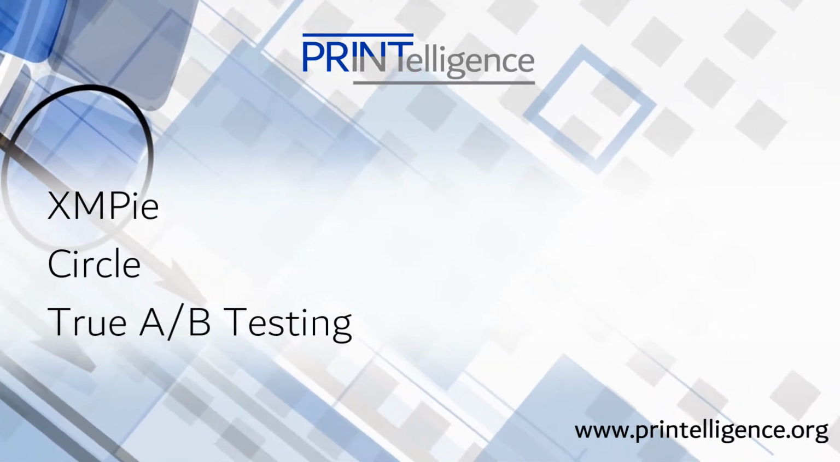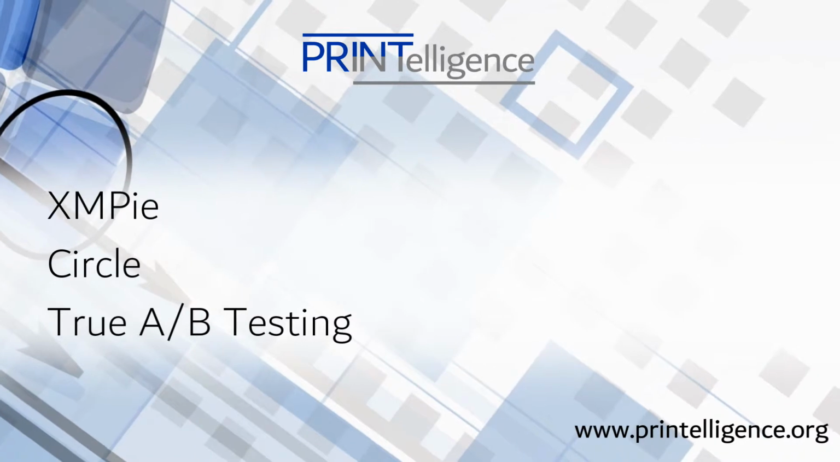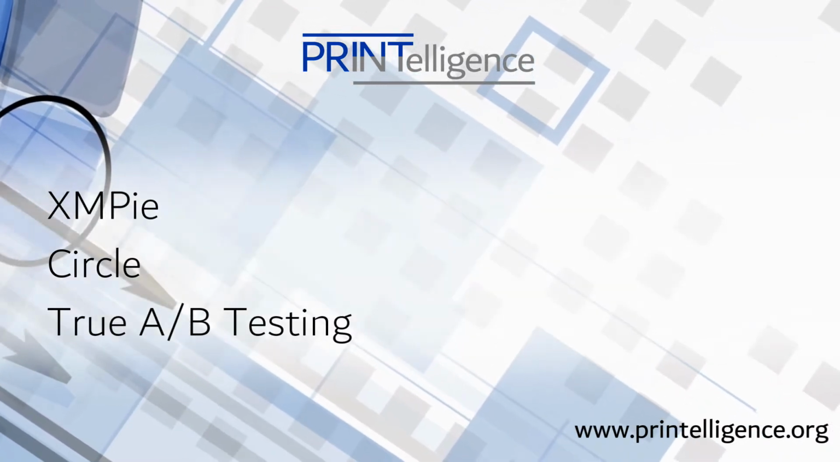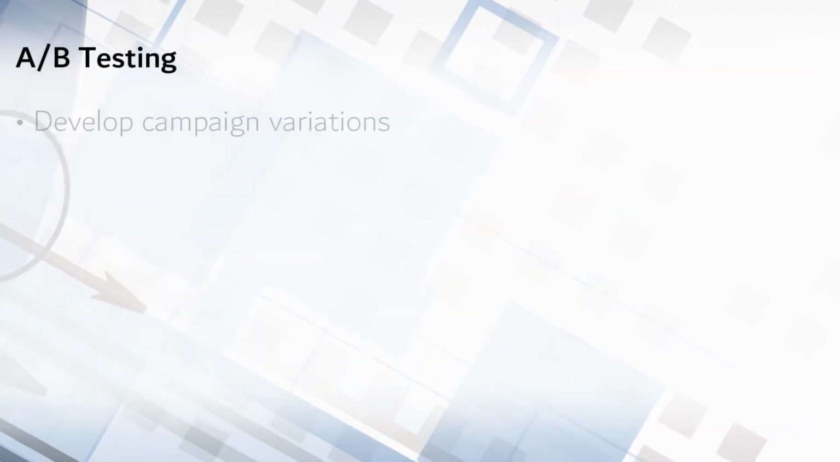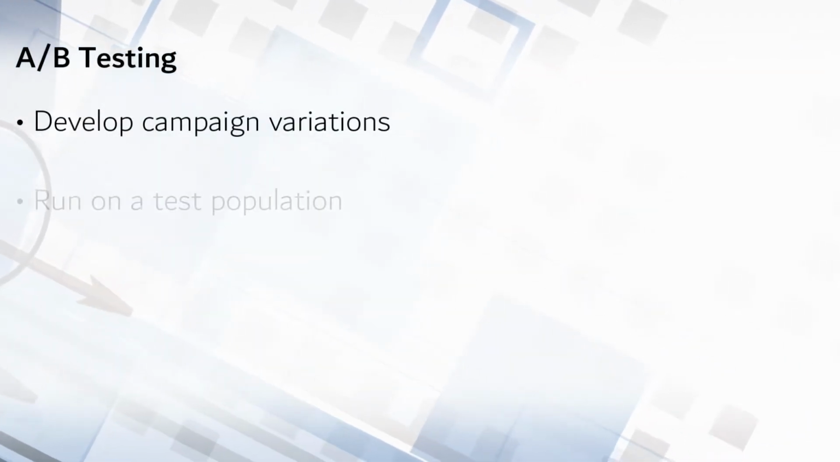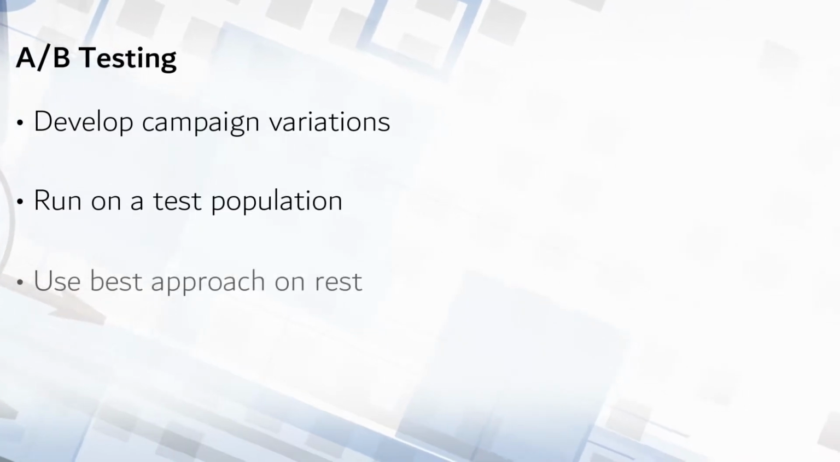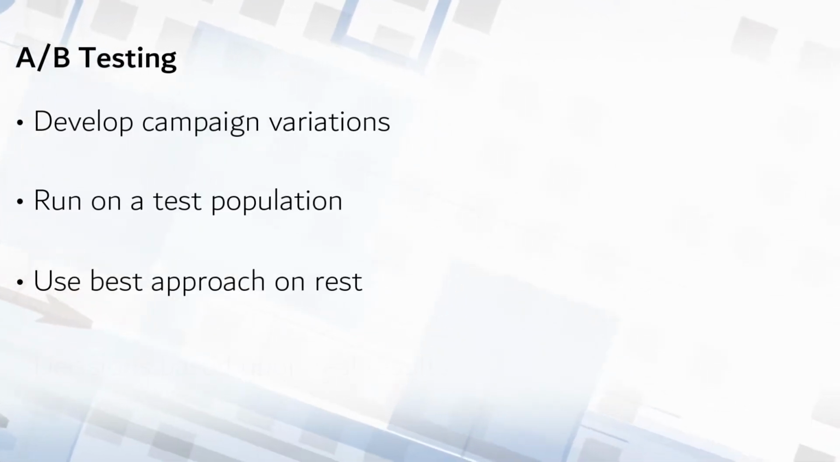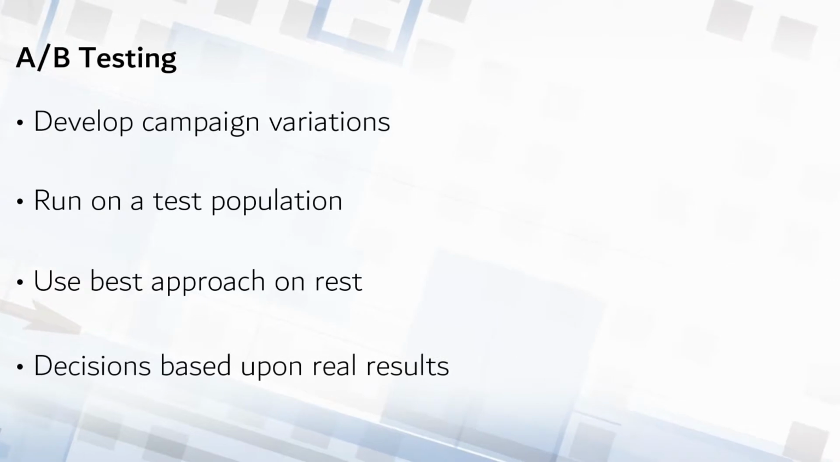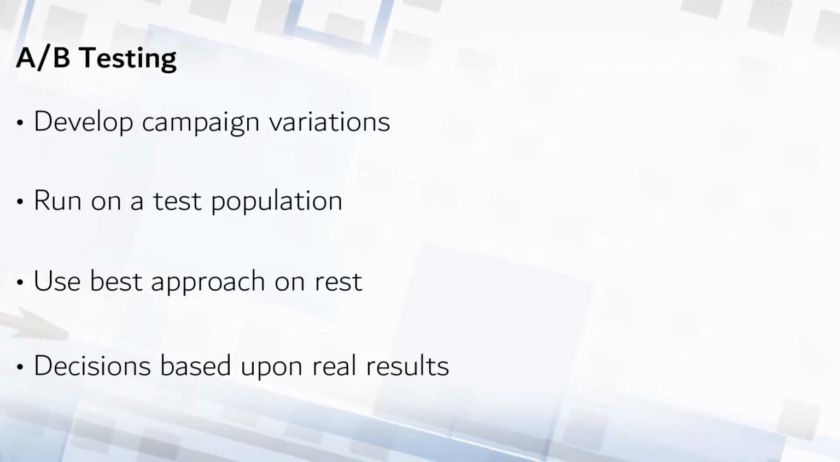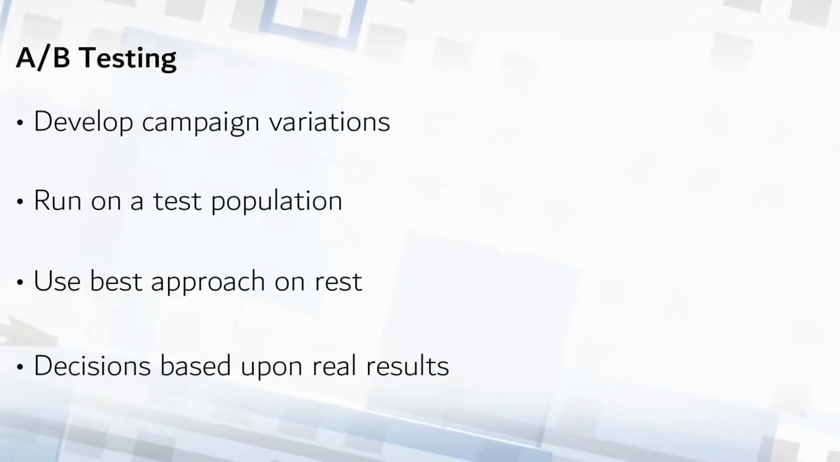Let me close this Printelligence XMPie Circle video product briefing with a more advanced topic, A/B testing. A/B testing is a technique for altering elements of a marketing piece, determining which approach works better for a test group, and then using the winner for the rest of the population. It reduces the guesswork about what will work by incorporating real, measurable results, but it can be challenging to do.